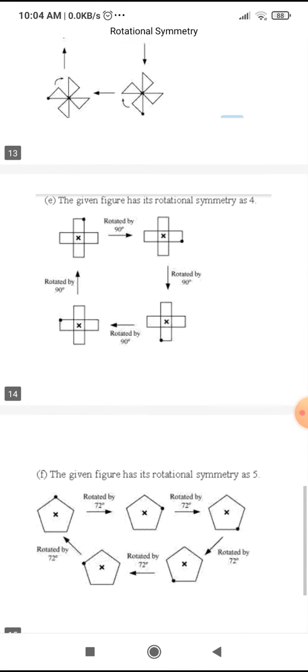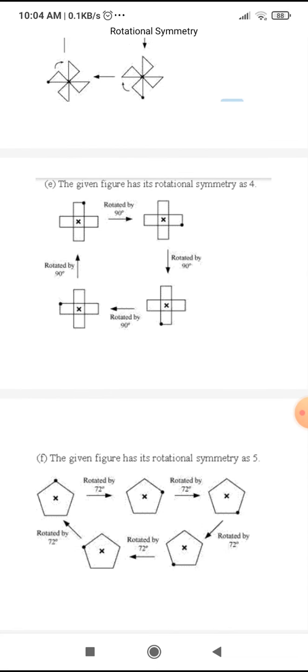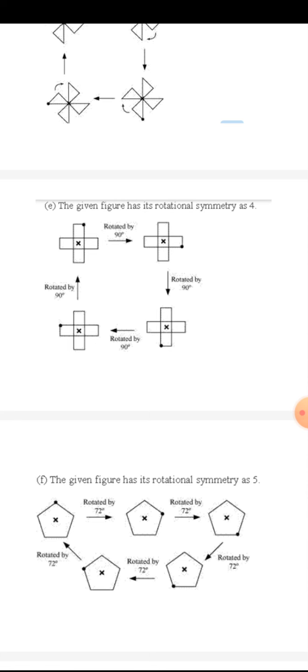Now come to the E part now. If you are rotating 90 degree, it looks like same. Then again rotate to 90 degree, it looks like same. Again rotate to 90 degree, again rotate to 90 degree. So in one complete rotation, it looks like same. How many times? 4 times. Therefore the order of the rotational symmetry is what? 4 for the given figure.